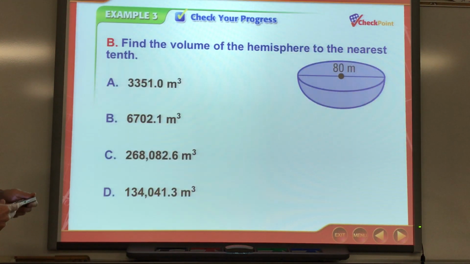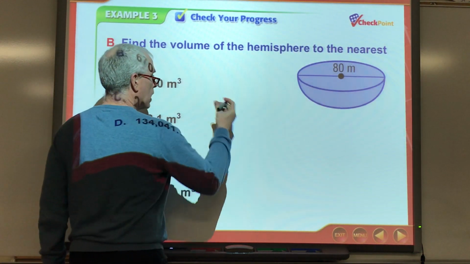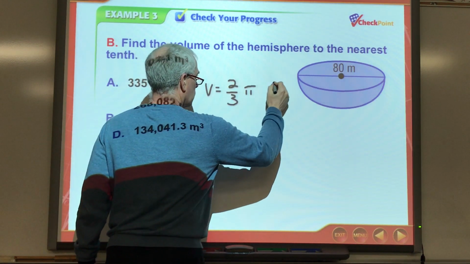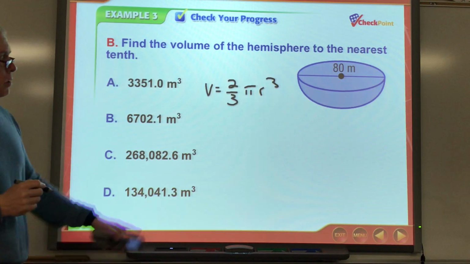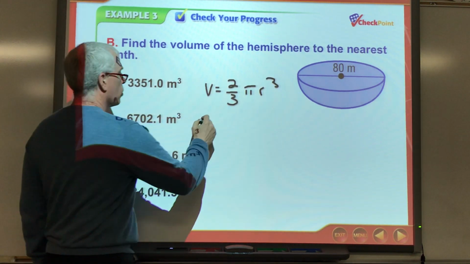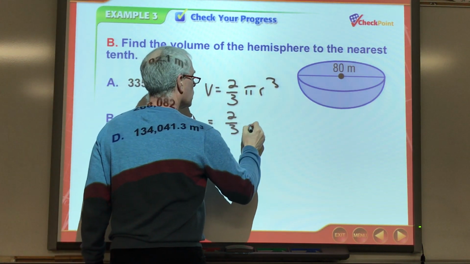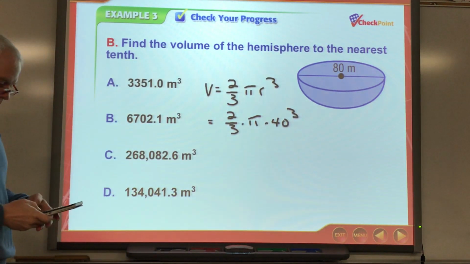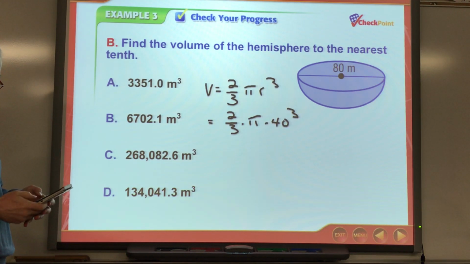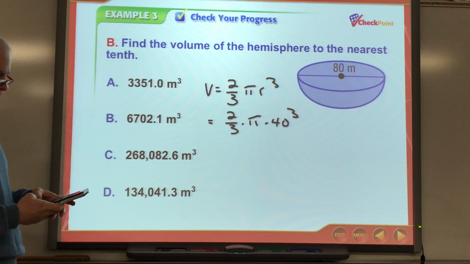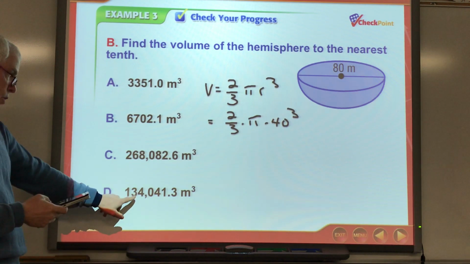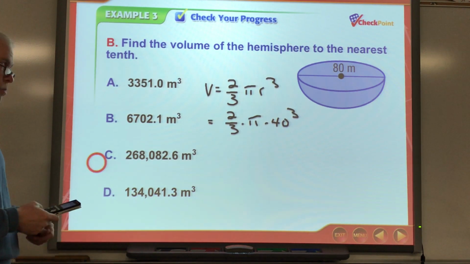Okay, now I'll find the volume of the hemisphere. We said the volume of a hemisphere would be 2/3 pi r cubed. Okay, our diameter is 80, so our radius is going to be 40. So we're going to go 2/3 times pi times 40 cubed. And let's see what we get here. So 2/3 times pi times 40 cubed, 134,041.3. Pretty big number. 40 cubed is a big number.